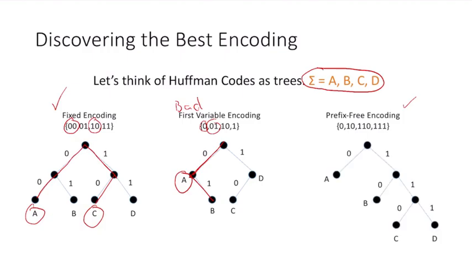Whereas for our prefix-free encoding, we had A, B, C, and D. And I should mention not all of our Huffman codes will look like this one-sided tree. There's no reason that it has to be like that. Just in this example, that's how it plays out.